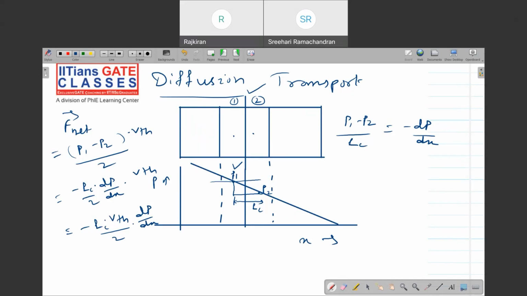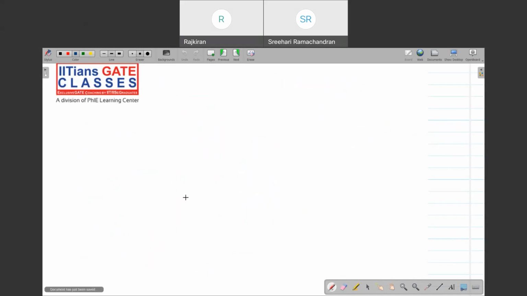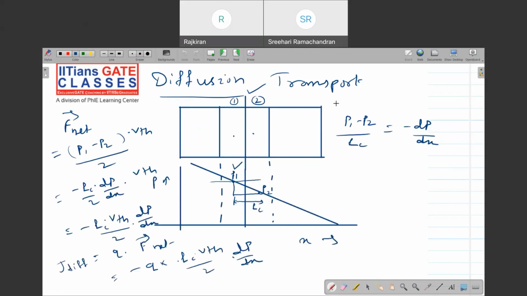If I get a net flux, what do I have to do? Net current: J diffusion equals Q into net flux, because it is the number of particles moving per time into charge. So it will be equal to minus Q into LC into Vth by 2 into dp by dx. This is called the diffusion current. Diffusion current equals minus Q LC Vth by 2 into dp by dx.